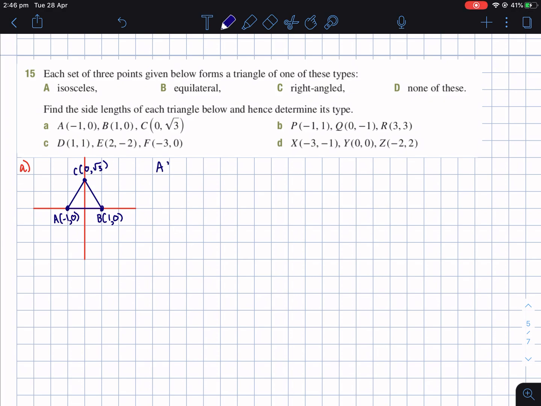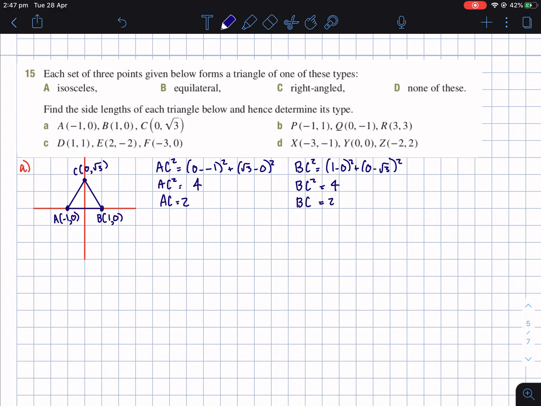So the length AC is going to be 0 take -1 squared plus √3 take 0 squared. So AC squared is 4. So AC equals 2. The length BC squared equals 1 take 0 squared plus 0 take √3 squared, which is going to come out as 4. So BC has length 2.